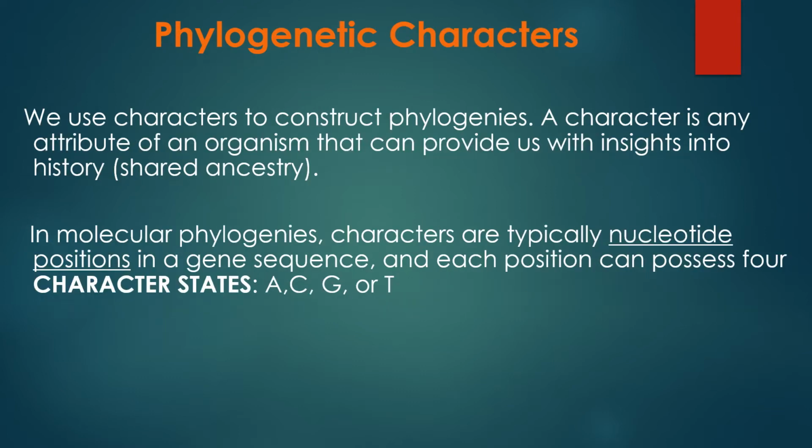We use characters to construct phylogenies. A character is any attribute of an organism that can provide us with insights into history or shared ancestry. In molecular phylogenies, the characters are typically nucleotide positions in a gene sequence, and each position can possess 4 character states, corresponding to your nitrogen bases: adenine, cytosine, guanine, and thymine.